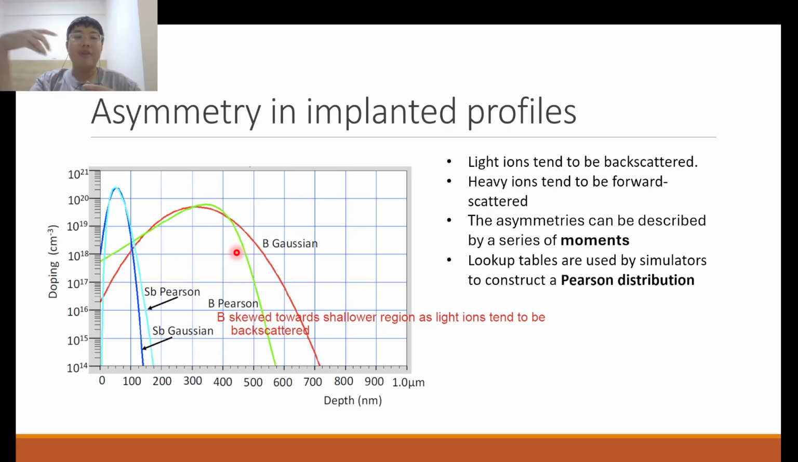However, when you have heavy ions, right, like antimony, they are scattered forward. So they hit the same silicon atoms, but because they are not so light, they are not scattered back, but instead they are still scattered forward. And so we have a forward scatter, a forward skewed kind of profile instead. So actually a more accurate distribution is a Pearson distribution, but for future slides we'll still show the Gaussian distribution because it's a simpler model that's more easily visualized.